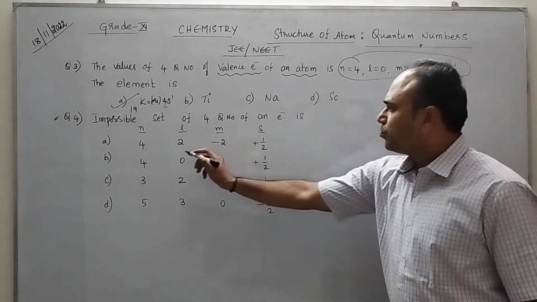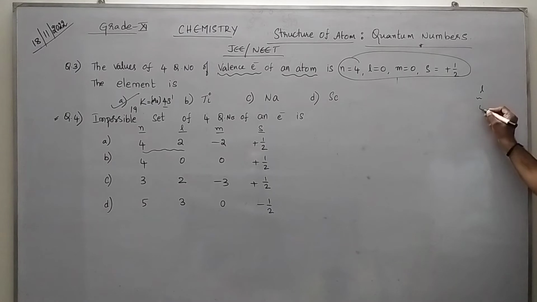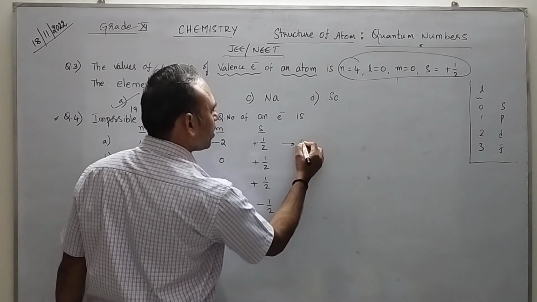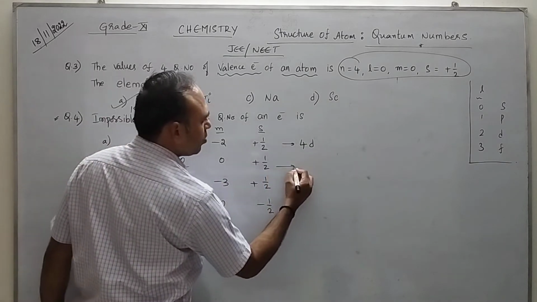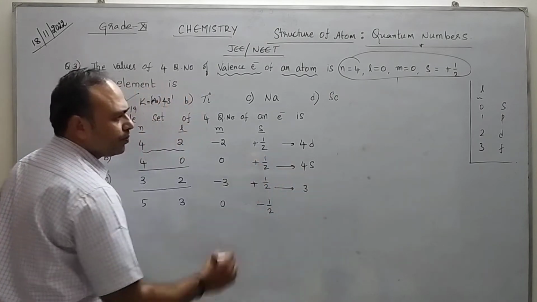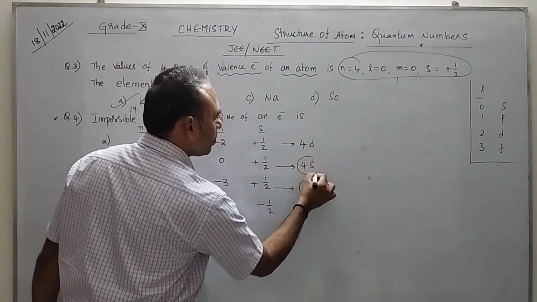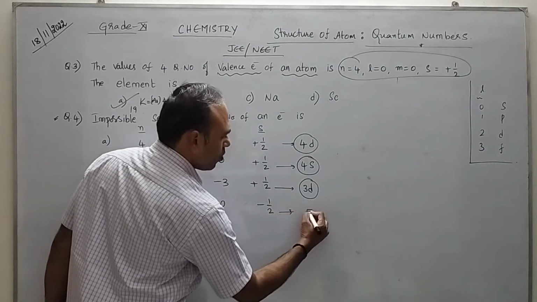Here they have mentioned 4 and 2. Again, you know the L and orbital values: 0, 1, 2 and 3. This is nothing but s, p, d, f. So with this information, first you write the orbitals. 4 and 2, what do you get? Here 2 is d, hence it is 4d. Next, 4 and 0 gives you 4s, and 3 and 2, N is 3. Here 2 is mentioned, hence you get a d. So the orbital is 3d. First write the orbitals. Now the last one, 5 and 3 will give you 5f.